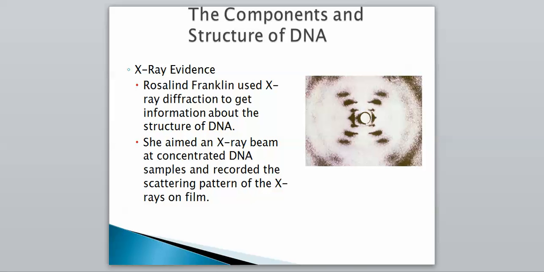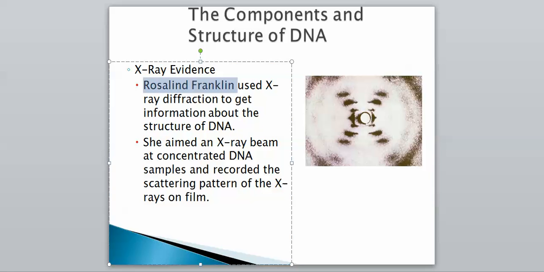Some more helpful insight on the actual structure of DNA was done by a lady named Rosalind Franklin. And I'm actually surprised that your book mentions her, because she sometimes gets forgotten. She used X-ray diffraction to get information about the structure of DNA. So she basically shot X-rays at it, and they bounced back, and they gave her the pattern of what DNA looks like. And that's just what the next part says. She aimed an X-ray beam at concentrated DNA samples and recorded the scattering patterns of the X-rays on film. So she didn't actually get a picture of the actual DNA. She got a picture of what was bounced back from the DNA. And again, it's important to know her name, Rosalind Franklin.